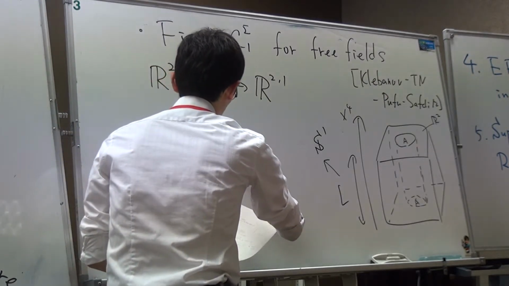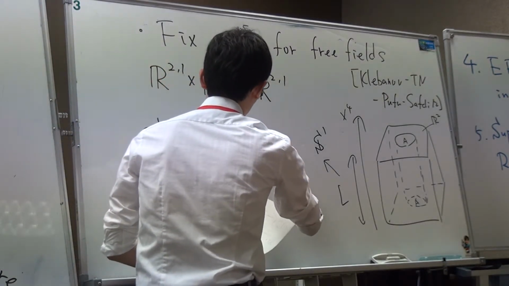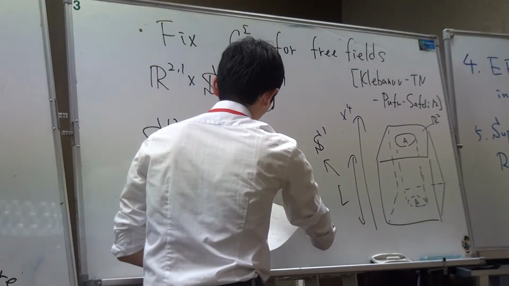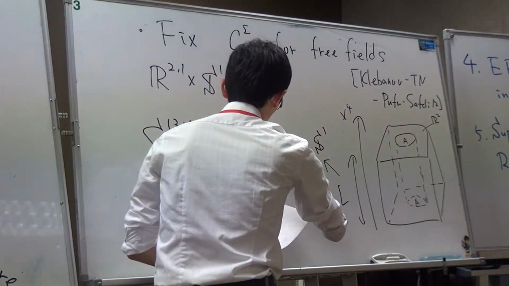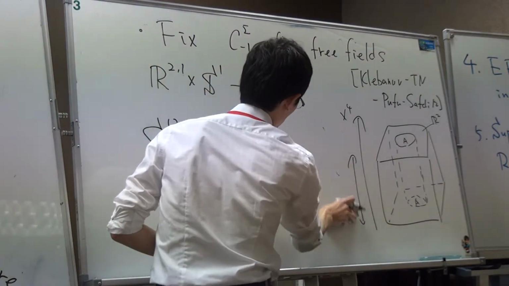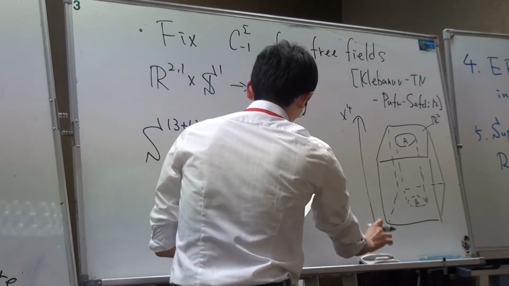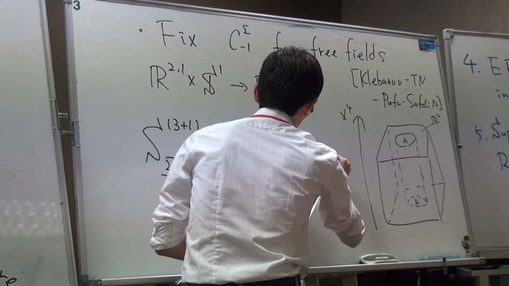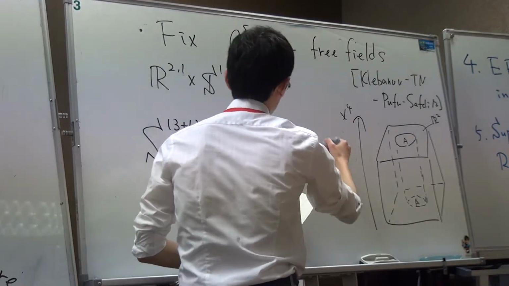But this should be equal to the sum of the entanglement entropy in 3 dimensions, but with mass. The mass is given by 2 pi m over L. This is the KK mass.